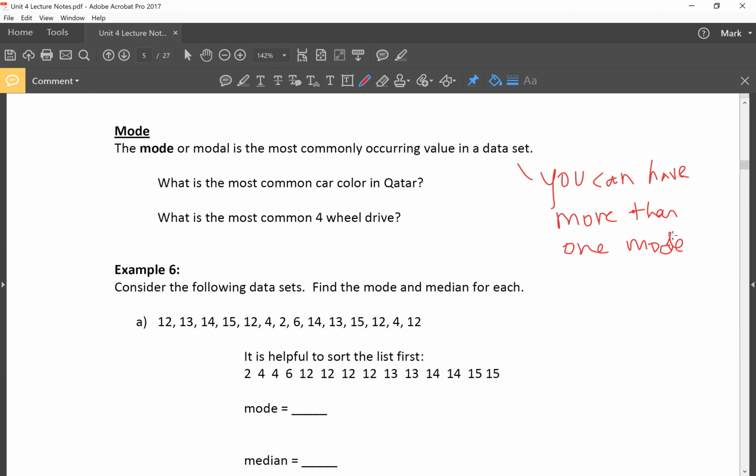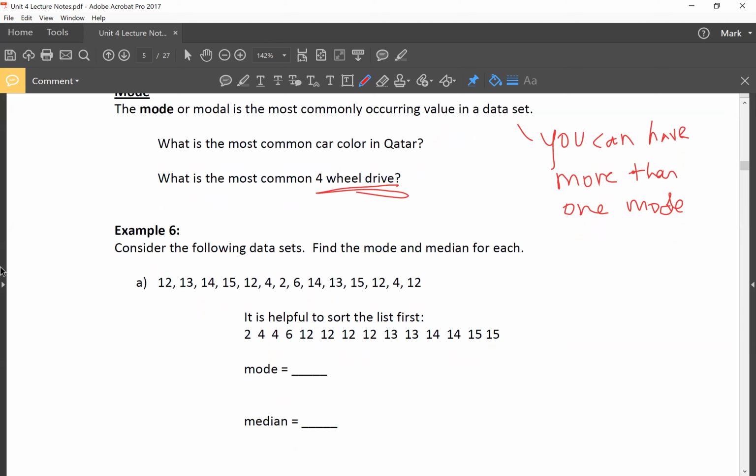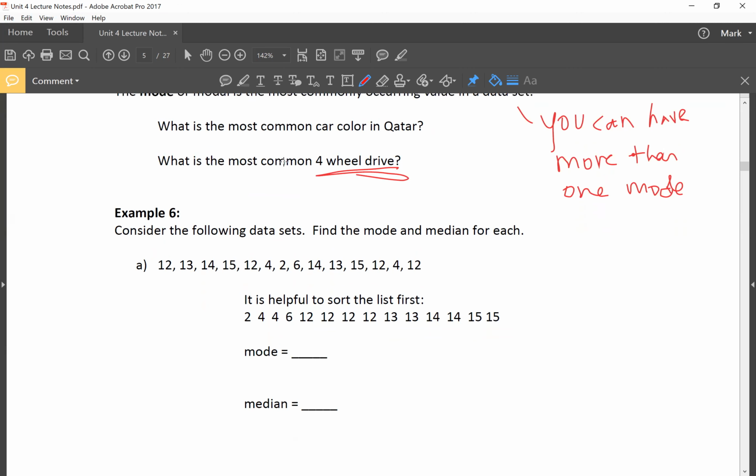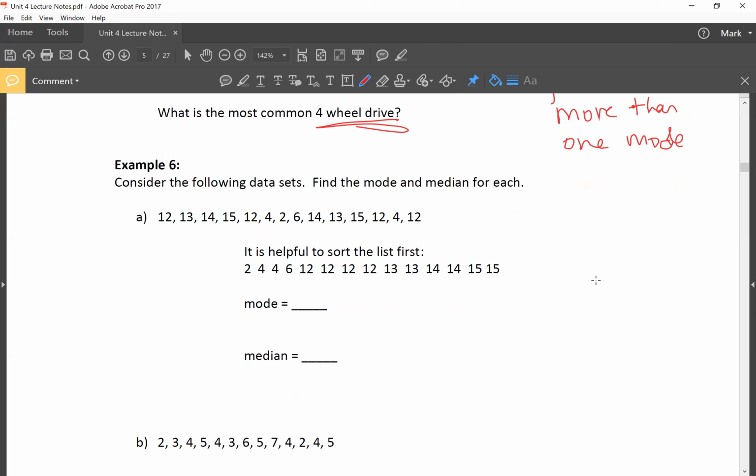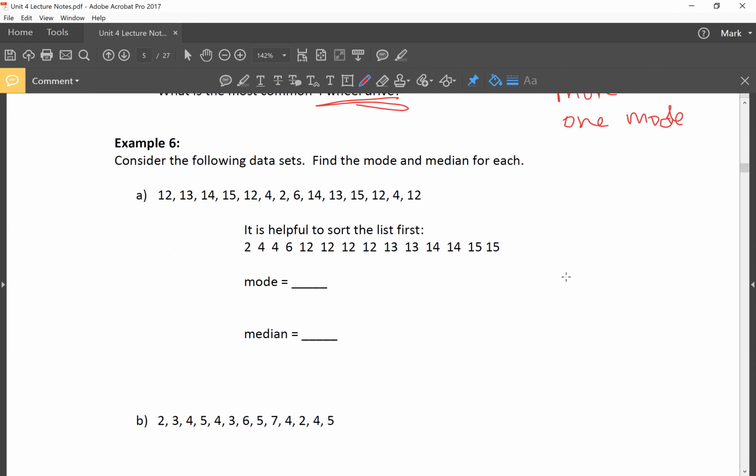So what is the most common four-wheel drive? 8 years ago, Land Cruiser. It probably still is, but it's getting a little more diverse now. In the medical industry, it might be what's the most common medicine for pain relief? What's the most common ointment used for a certain type of rash? You'll get to see where this applies to pharmacy later, because a lot of this is just about the business side of it.